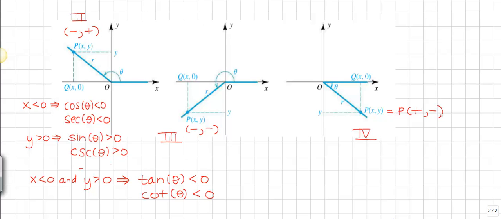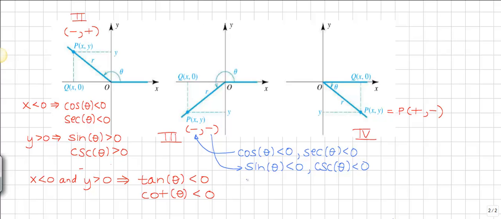Okay? So in quadrant 3, we would see that the x coordinate being negative would affect cosine and its reciprocal secant. We would see that the y coordinate being negative would affect sine and its reciprocal cosecant. And we would see that both of them being negative would make tangent and its reciprocal cotangent positive values. A negative divided by a negative is positive.